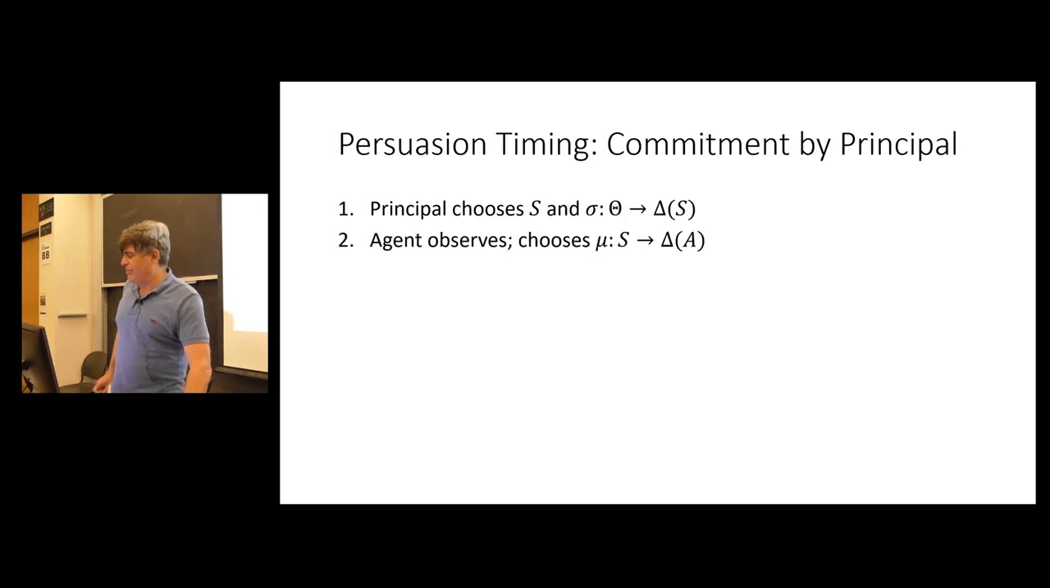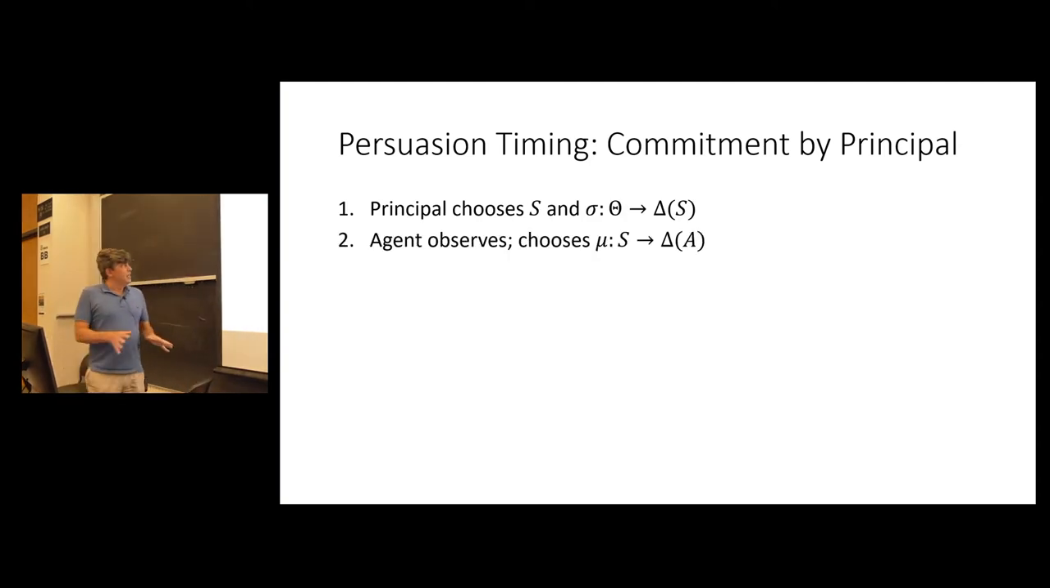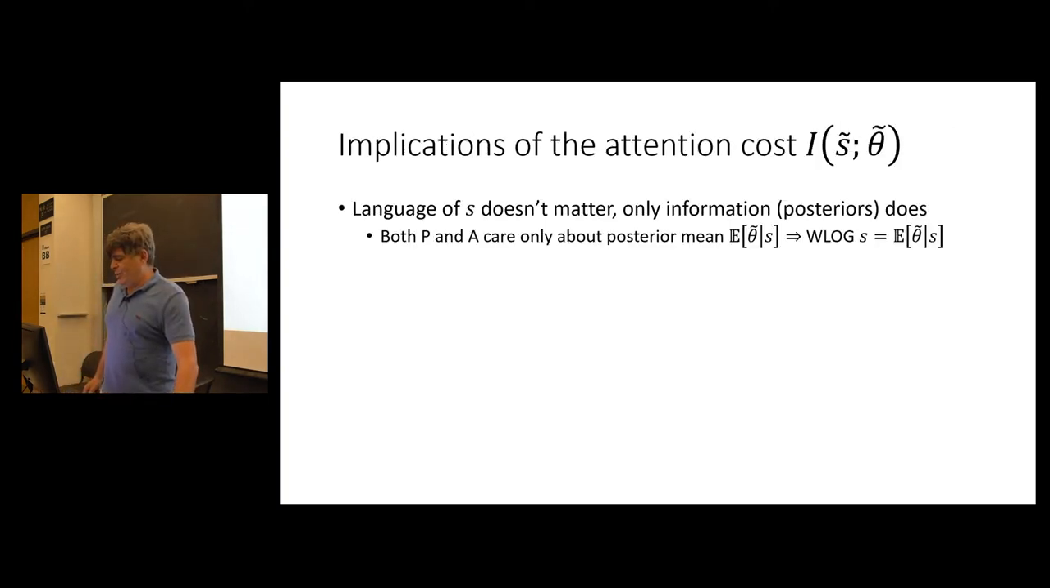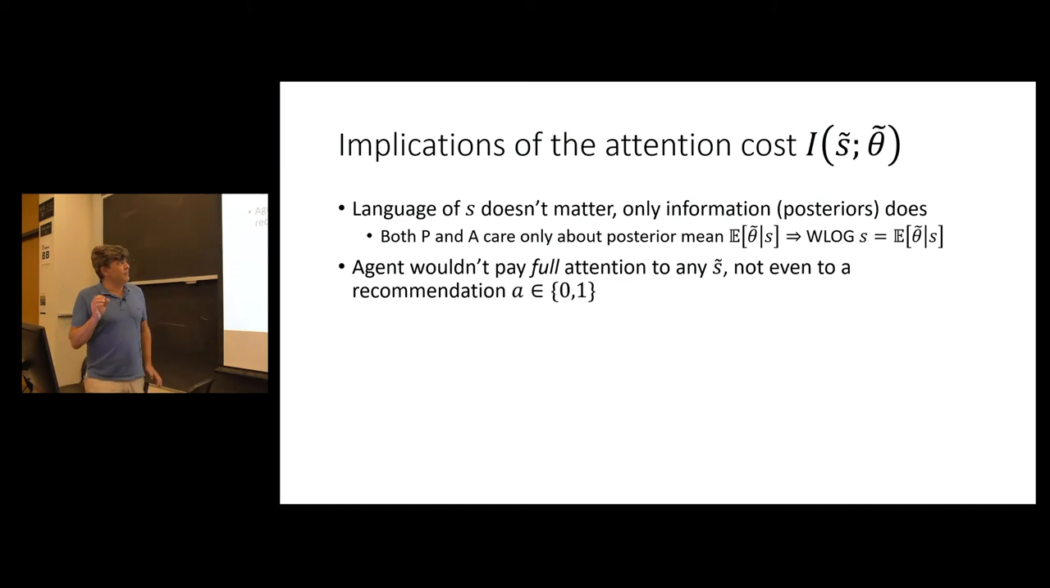Okay, and we assume commitment by the principal. So the principal commits to an information structure and the agent observes the information structure and chooses how to respond to it. And this is different from cheap talk. Cheap talk can also be solved, but not surprisingly, you'll have less communication with cheap talk when there's less commitment.